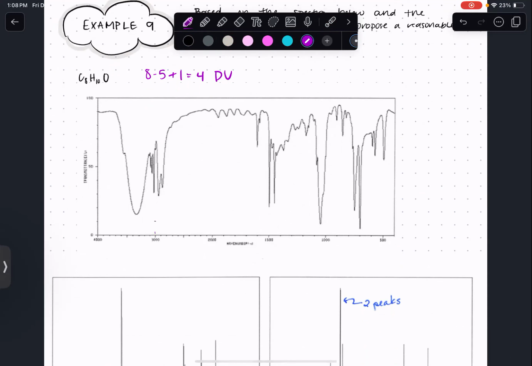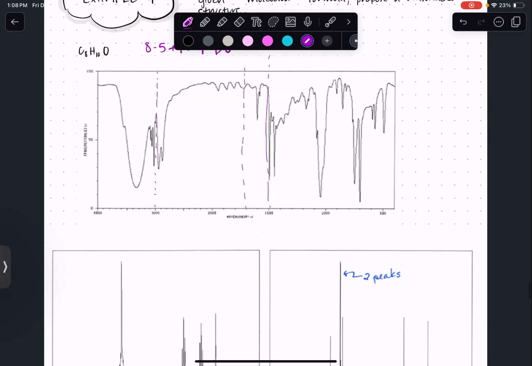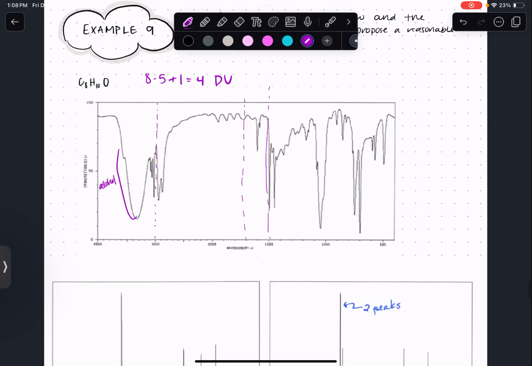So I'm going to do the same thing that I always do. Draw my line up there, draw a line around 1700, and then draw my line at 1500. So first thing I'm seeing is that I do have an alcohol peak here. So that's important to know. That's where my oxygen's coming from, an alcohol. Then I have my traditional sp3 carbon hydrogens. And then right here, I have a peak that could be two different things.